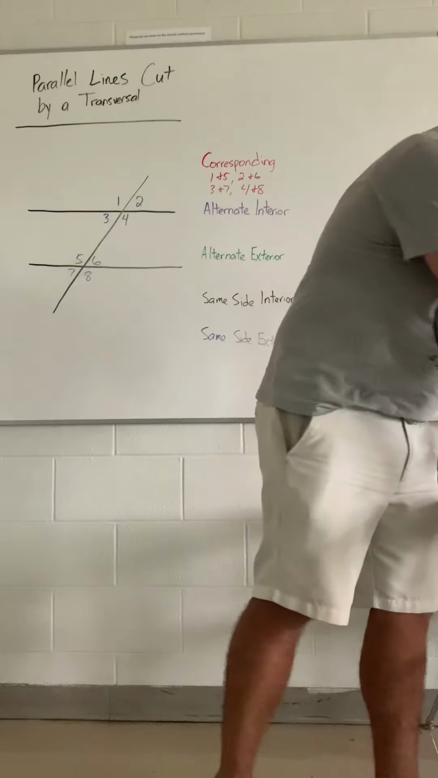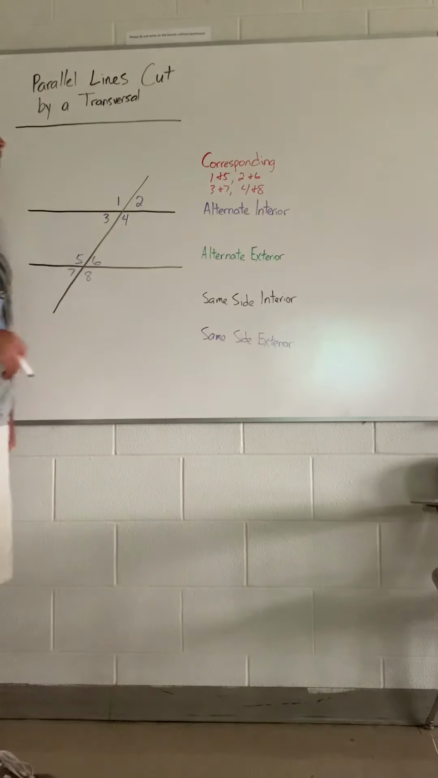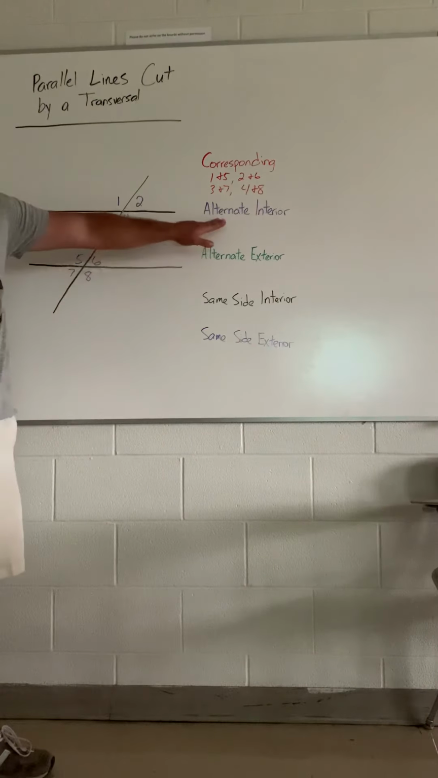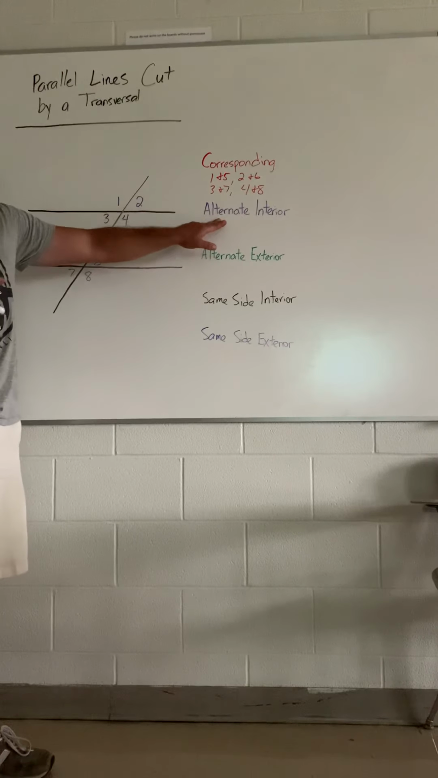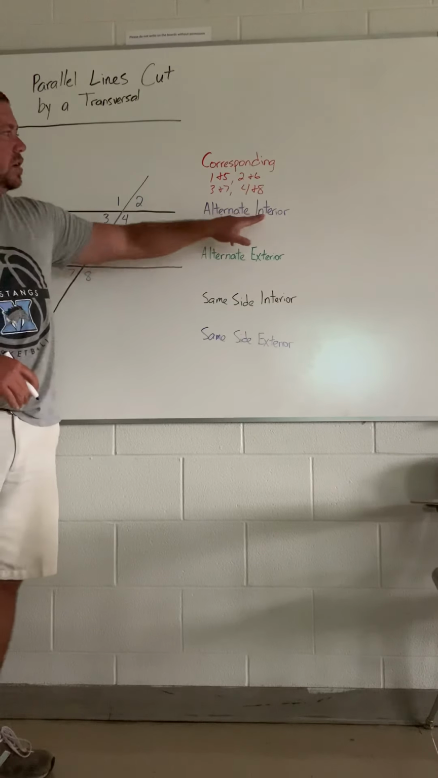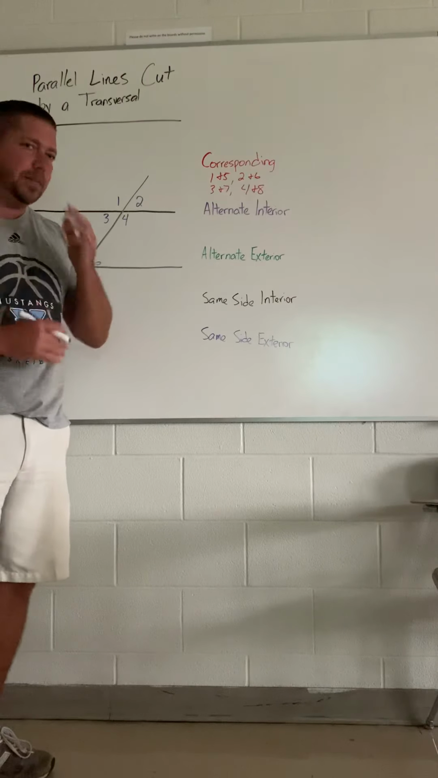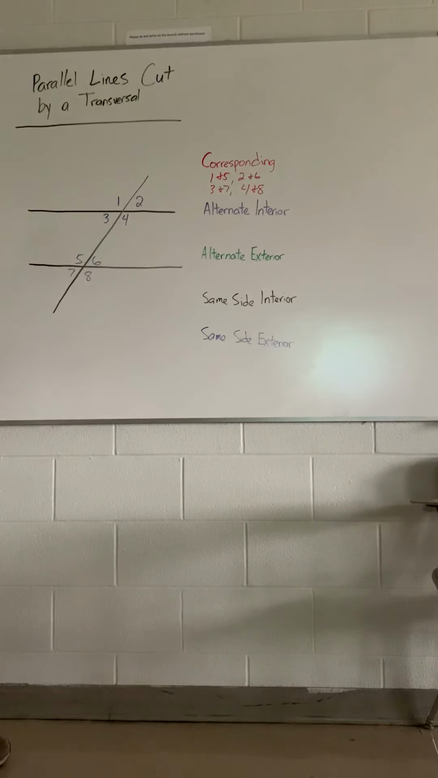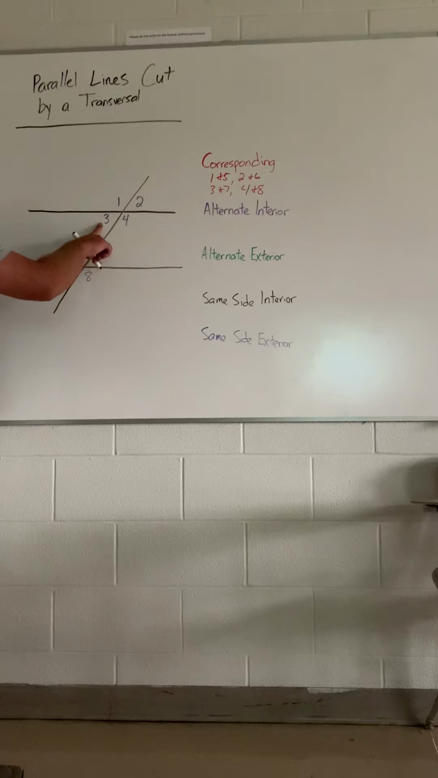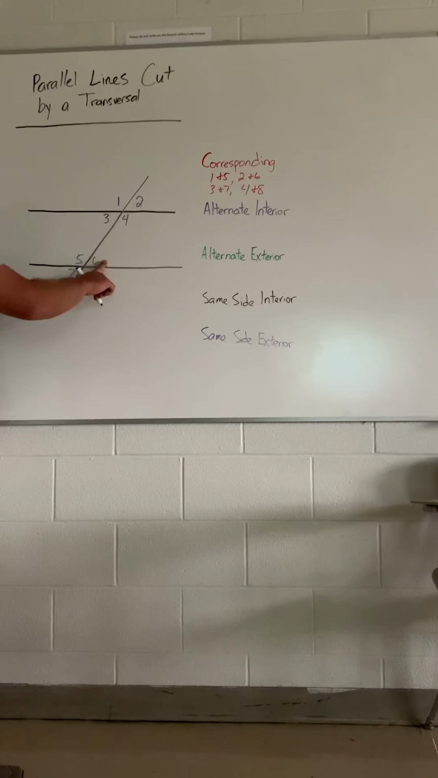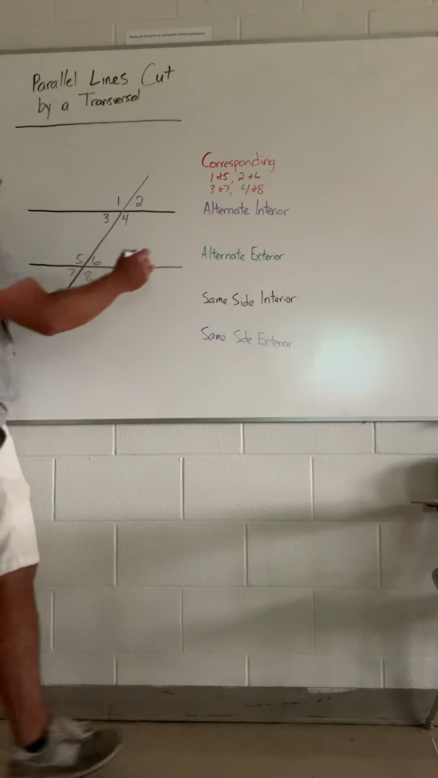Okay, next we're going to look at alternate interior. Let's break down this word. Alternate means opposite or on the other side. And interior means inside. So if we're talking about alternate interior angles, we're talking about angles inside of the parallel lines, but on alternate sides. So this is inside, and if we go to the opposite or the alternate side, that's also on the inside. So alternate interior would be 3 and 6.